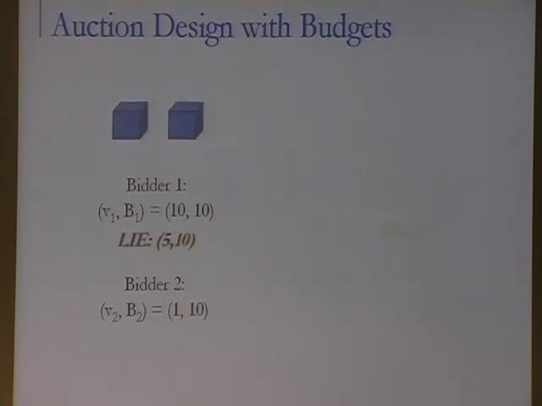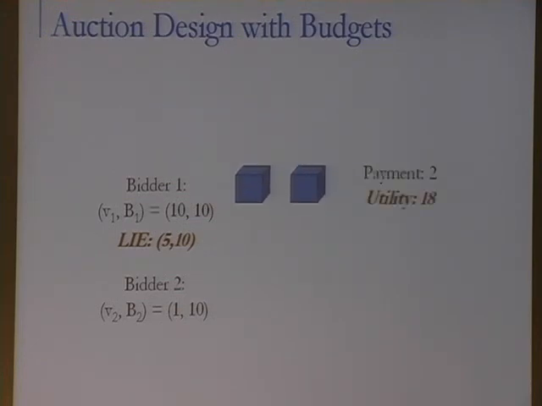Now, if we change this setup and bidder 1 just lies about his value and says his value is actually $5 instead of $10, now the welfare maximizing solution will give both units to bidder 1 for a total welfare of $10. And again, you can calculate the payments and see that the payment would be $2, and thus his utility is $18, which is more than it was in the previous setting. So he has an incentive to lie here.